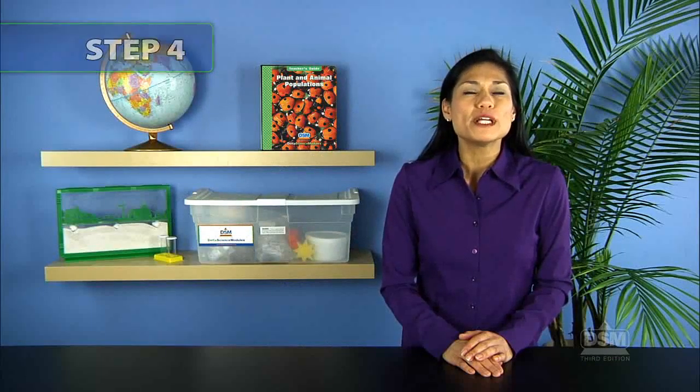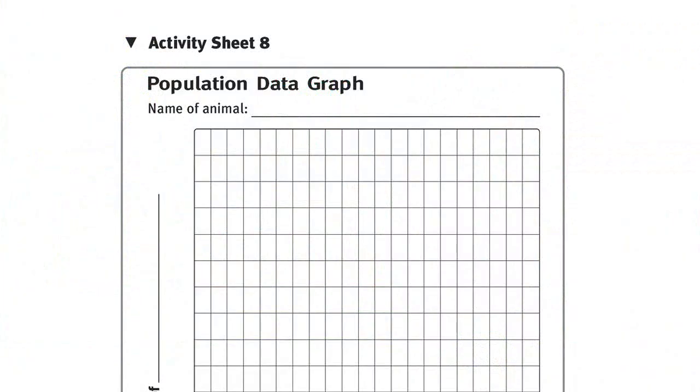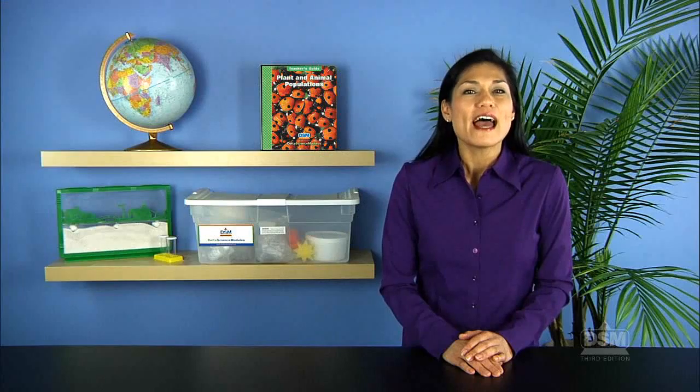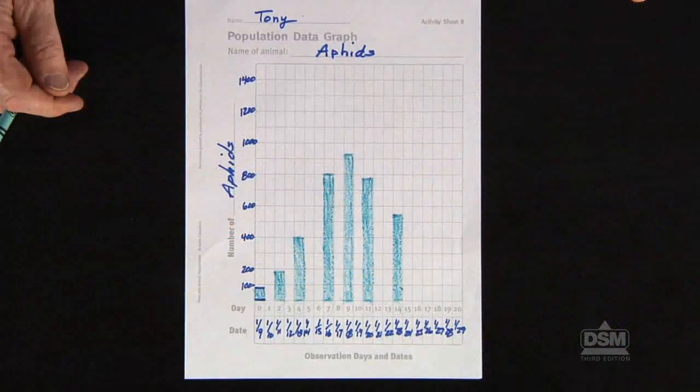Next, distribute 3 copies of Activity Sheet 8 to each student and return to students their copies of Activity Sheets 5, 6, and 7. On the 3 copies of Activity Sheet 8, have students create 3 graphs, each of the fruit fly, daphnia, and aphid population changes using their own team's data.